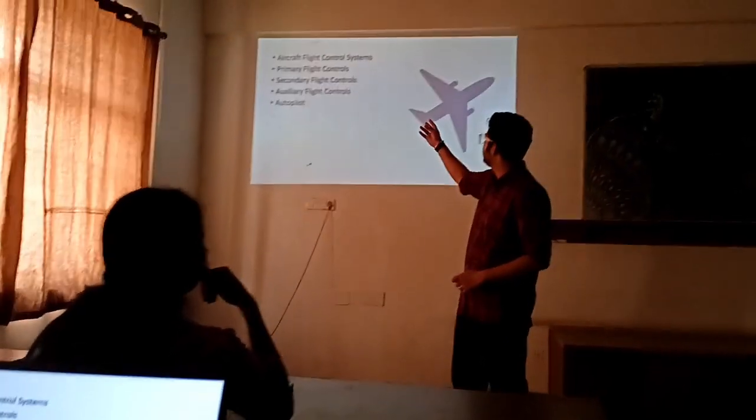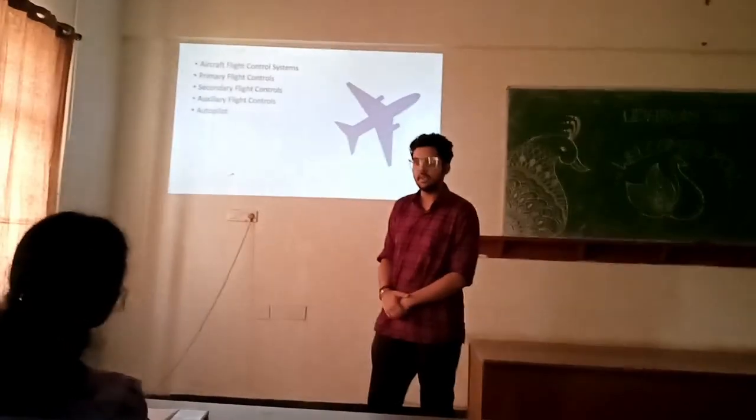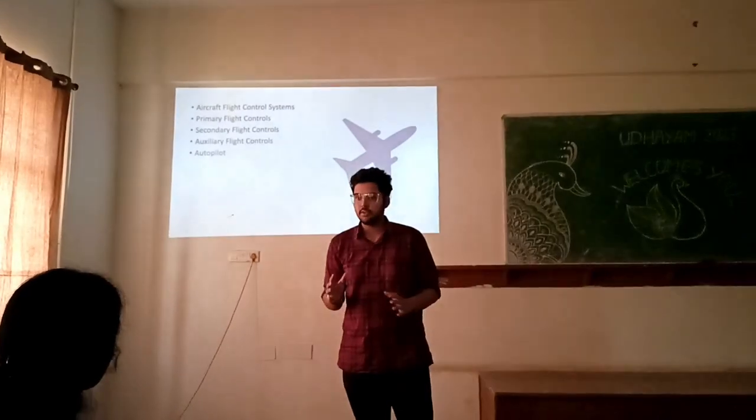So in the first slide, we see that aircraft control systems are of different types, like primary, secondary, and auxiliary, or we can say tertiary also.